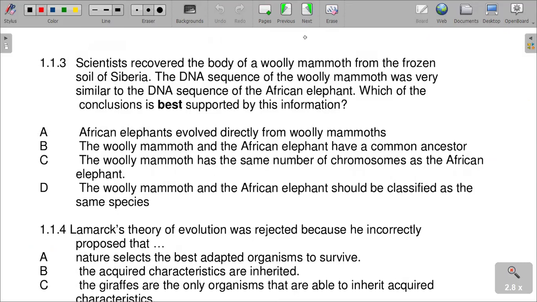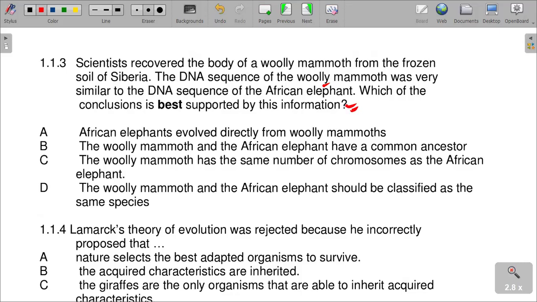Scientists recovered the body of a whole mammoth from the frozen soil of Siberia. The DNA sequence of the whole mammoth was very similar to the DNA sequence of the African elephant. Which conclusion is best supported by this information?